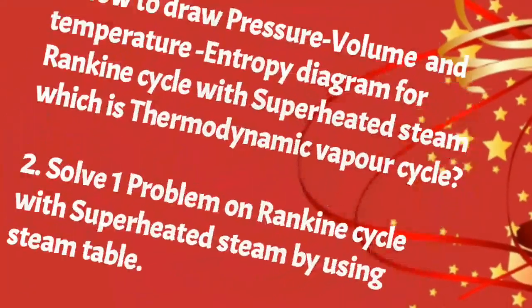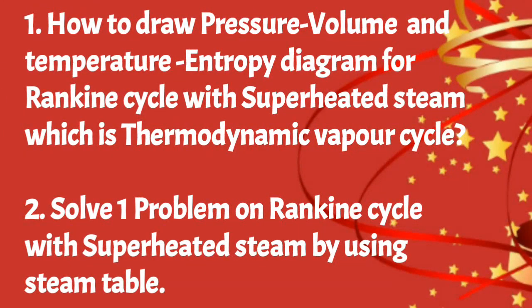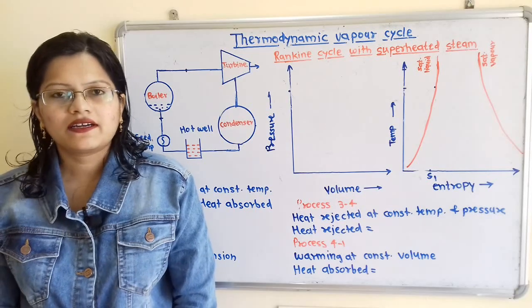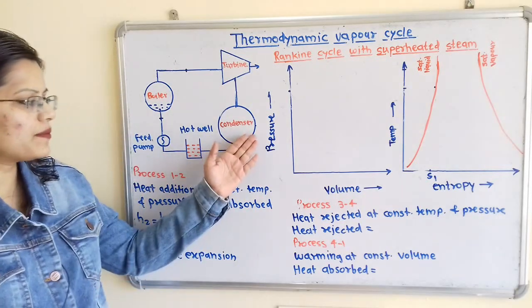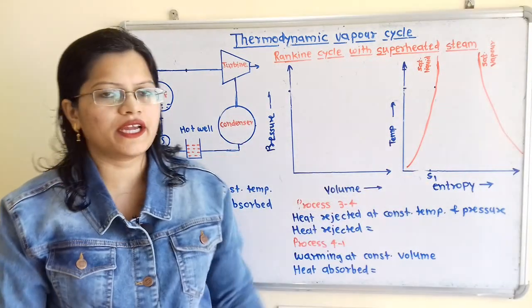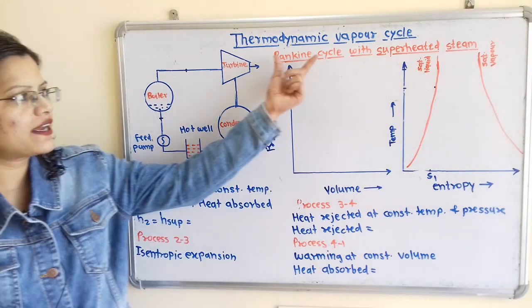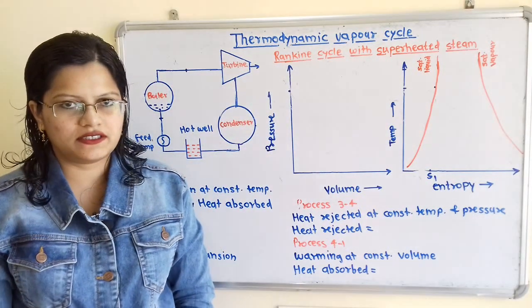First question is how to draw pressure, volume and temperature entropy diagram for Rankine cycle with superheated steam, which is a thermodynamic vapor cycle. Second question, solve one problem on Rankine cycle with superheated steam by using steam table. Let us understand how to draw pressure, volume and temperature entropy diagram for Rankine cycle with superheated steam.